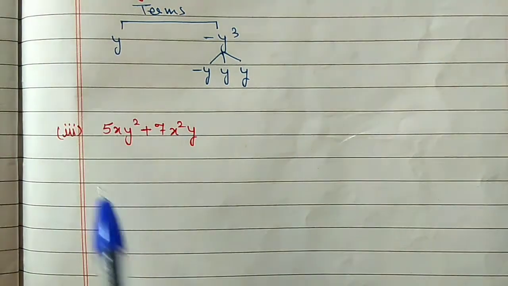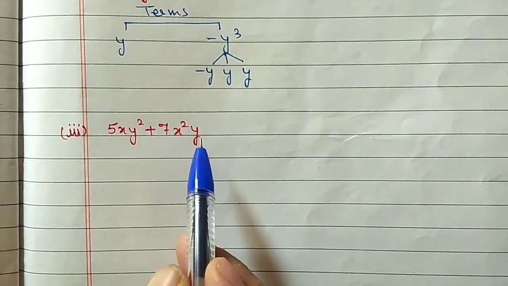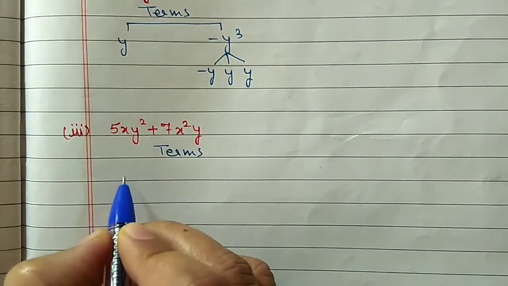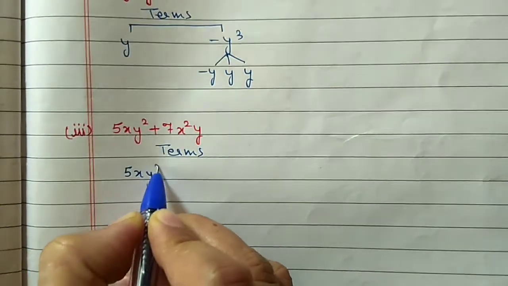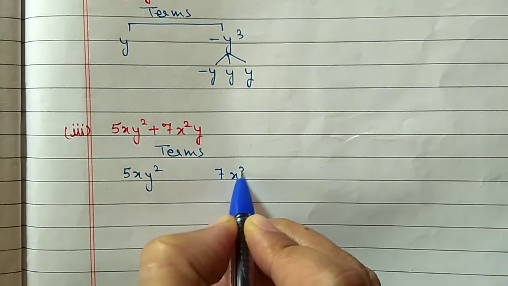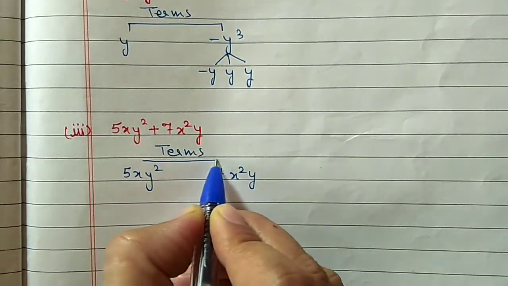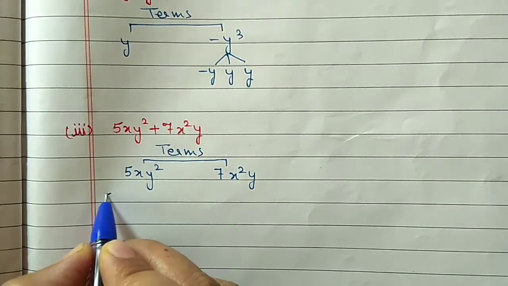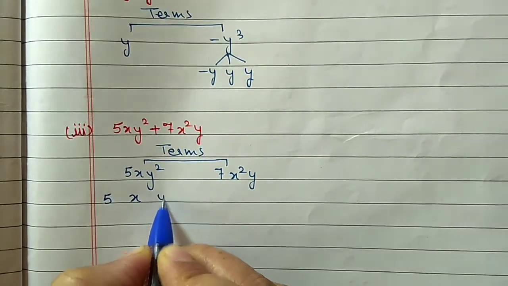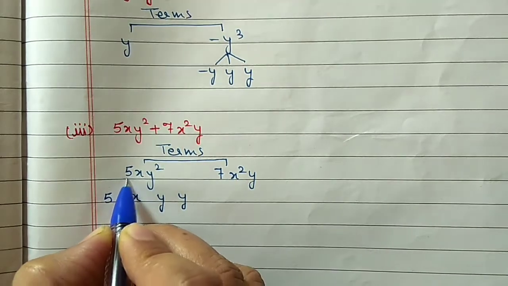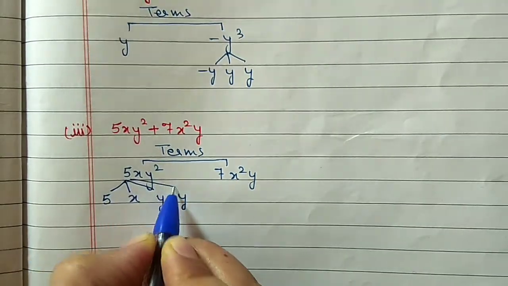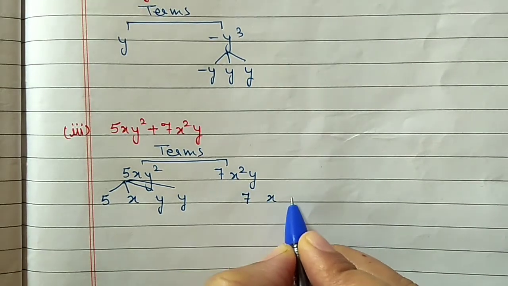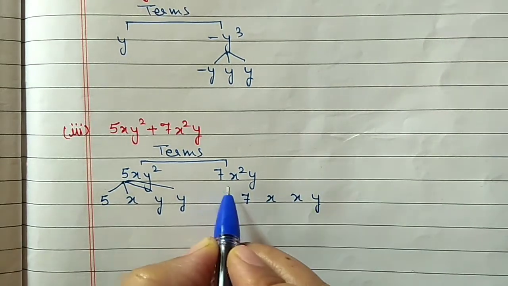Next, third part, 5xy square plus 7x square y. In this also two terms are there. First is 5xy square and second one is 7x square y. Now these terms we have to split into factors. So here the factors are 5, x, y and y. In the second one the factors are 7, x and y.